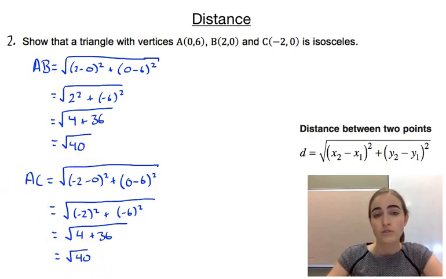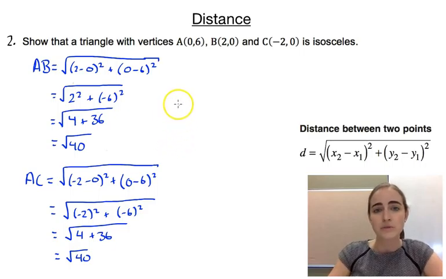So we've just shown that 2 sides of our triangle are equal. But let's just check our third one just in case, because if that third one is equal as well, then we would have an equilateral triangle, not an isosceles triangle. So let's try that one as well. We've already found AB and AC, we need to find BC.